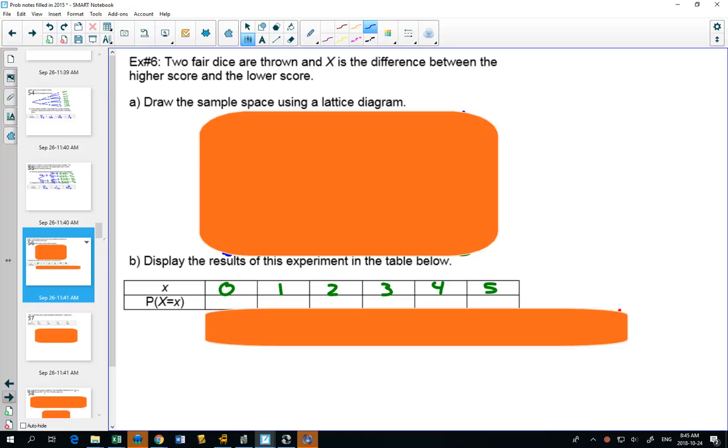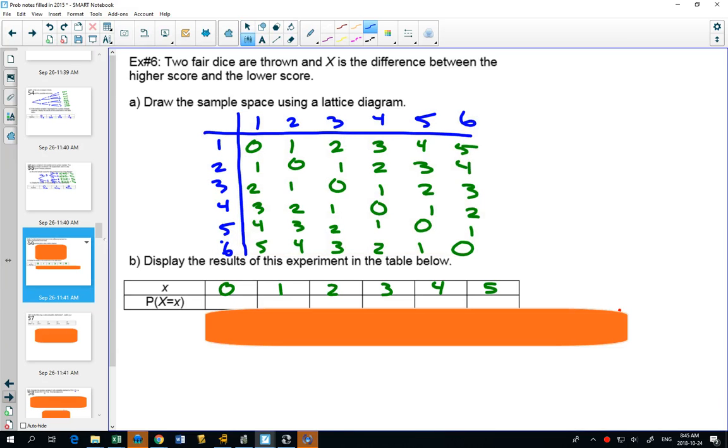Example 6, we're getting a little bit more complicated here. We're rolling 2 dice. It says draw the sample space as a lattice diagram. That's just your big chart of all your dice. But now we're figuring out the difference between the higher one and the lower one.